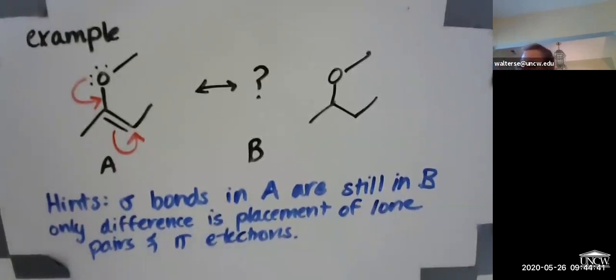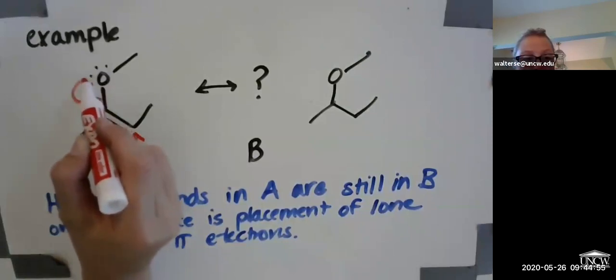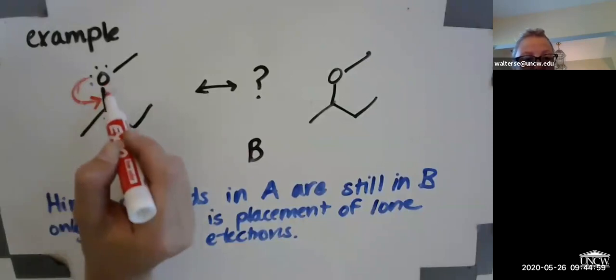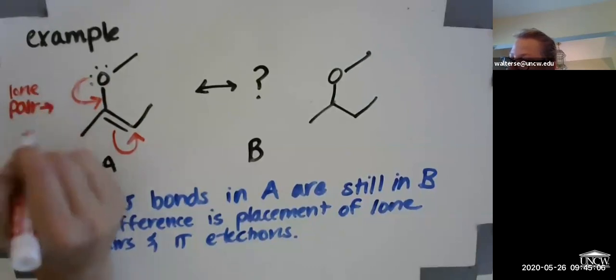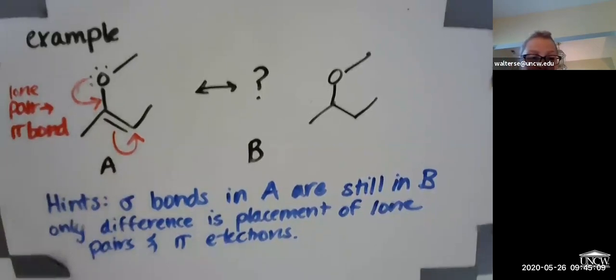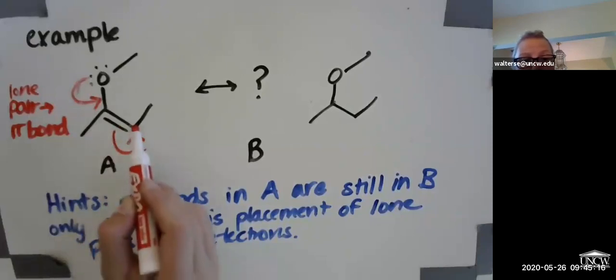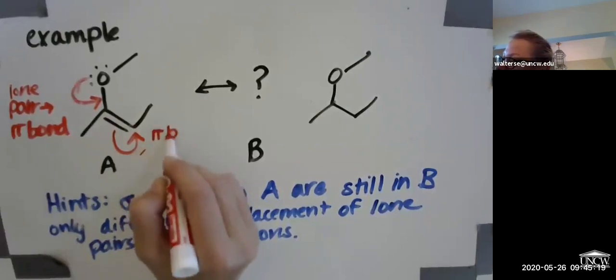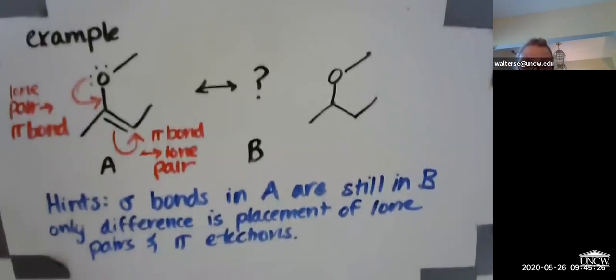When you look at the arrows here and you read what's happening, the way I would read this is that a lone pair of electrons is coming down to be a bond between atoms. So this is lone pair becoming a pi bond. Here, I'm starting on the pi bond and I'm going onto an atom. So this is pi bond to lone pair.